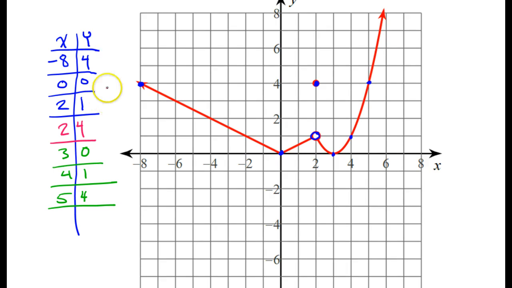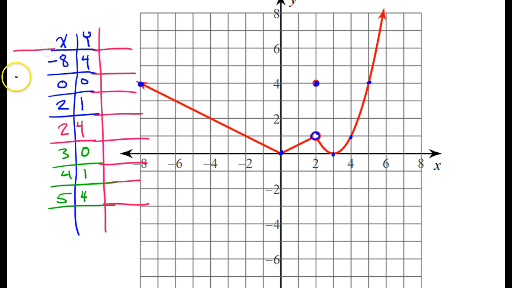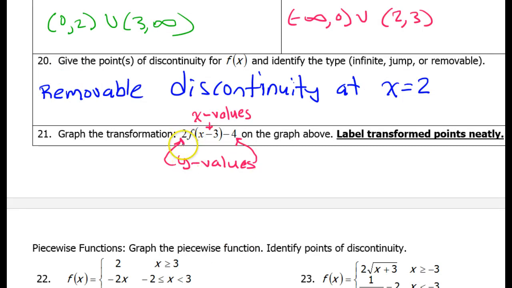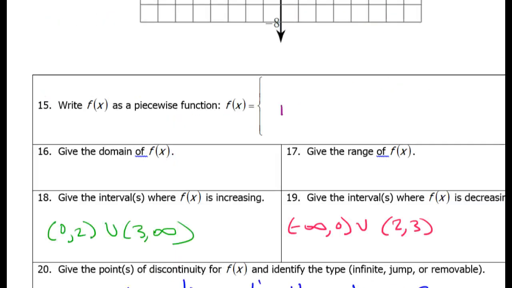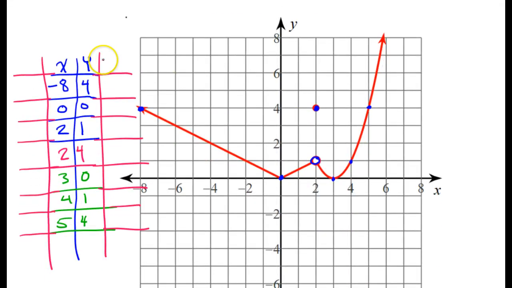Okay, so I remember that we have changes to the y values and we have changes to the x values. So I'm going to need a new y column and I'm going to need a new x column. All right, so the y values will be affected by the 2 and the -4. So I need to multiply by 2 and subtract 4. So on the table, that's going to look like this. 2y minus 4. All right, so I'm going to do that to all of these y values, and I'll record what I get.